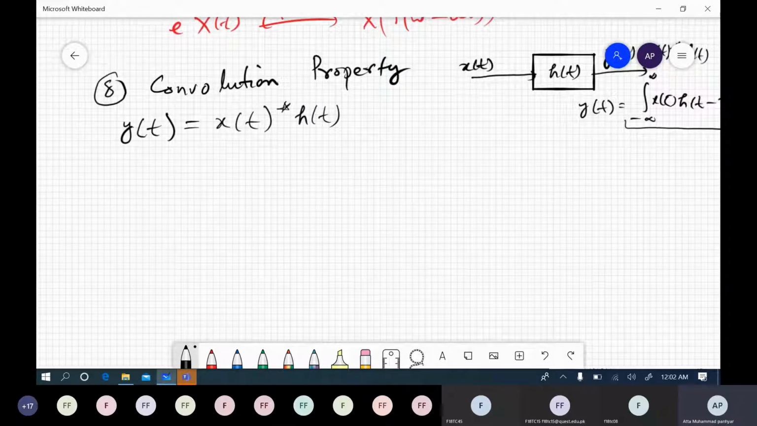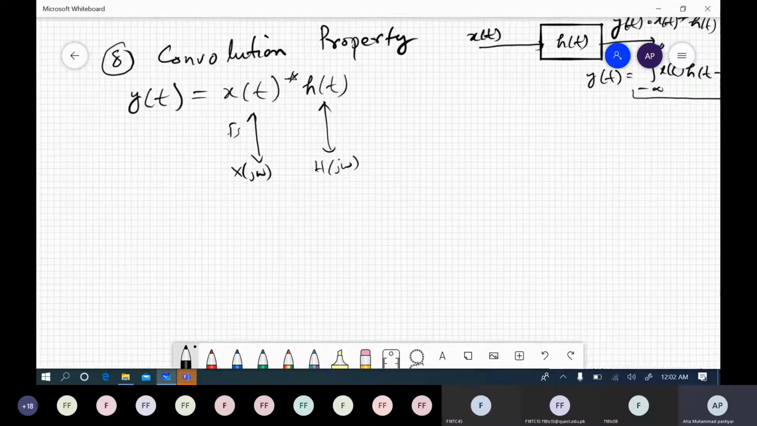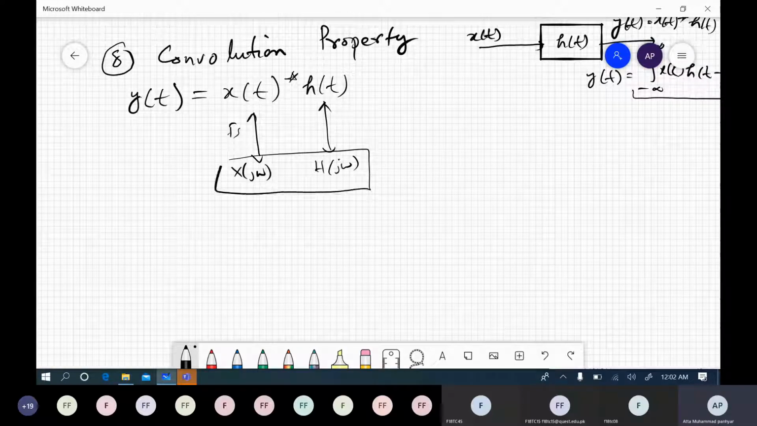If one signal is x of t, its Fourier transform is x of j omega. And if there is another signal h of t, its Fourier transform is h of j omega. If these two signals are convolved in the time domain, what operation is performed in the frequency domain? We are interested in that.